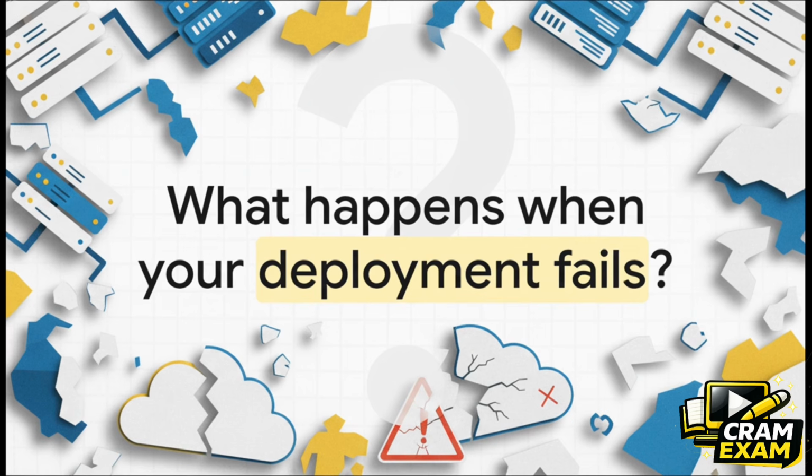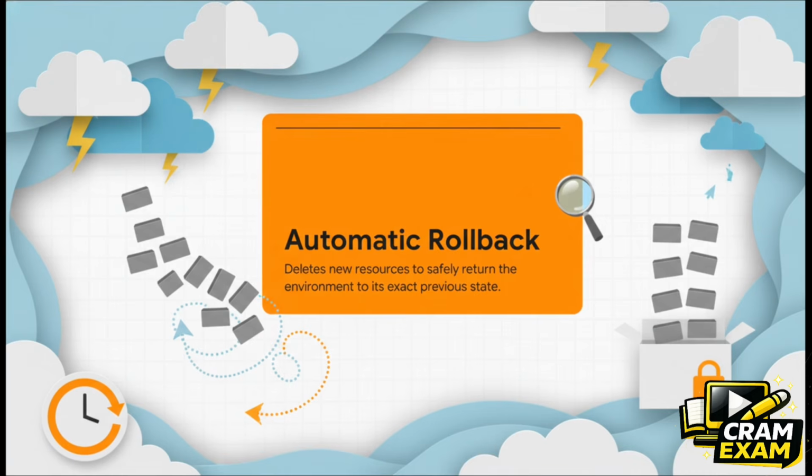What happens when your deployment actually fails? Let's say you deploy a stack. It creates 10 resources perfectly, but then the 11th resource fails because you hit some AWS account limit. Does AWS just leave your account littered with half-built, broken infrastructure? No, definitely not. CloudFormation triggers what's called an automatic rollback.